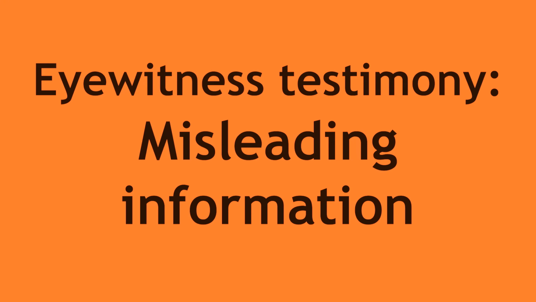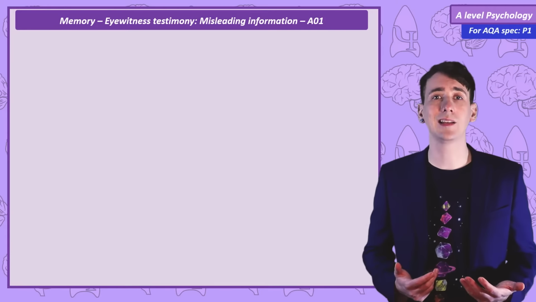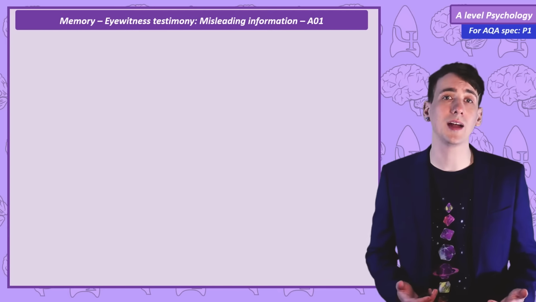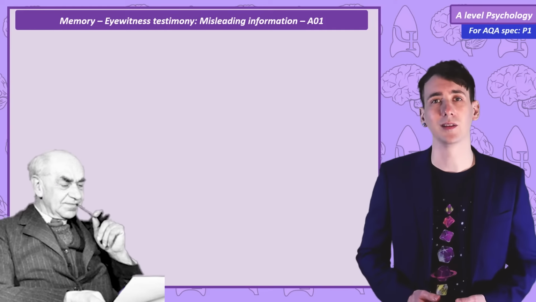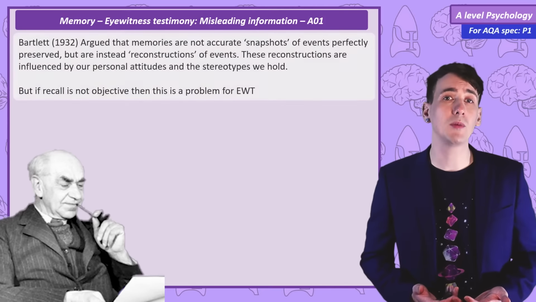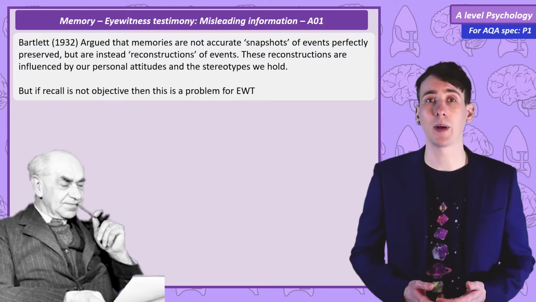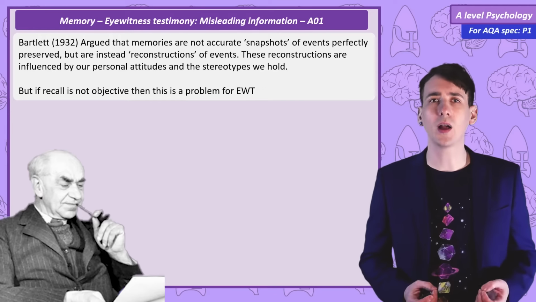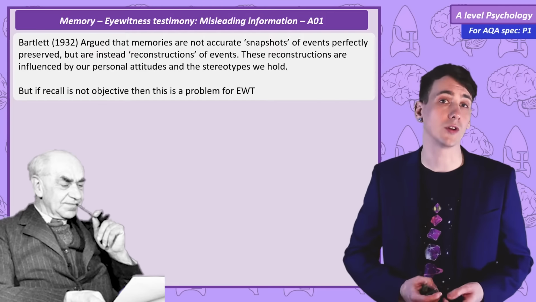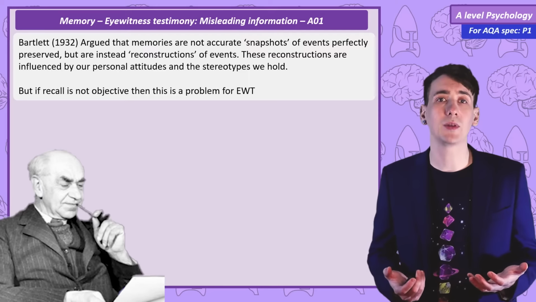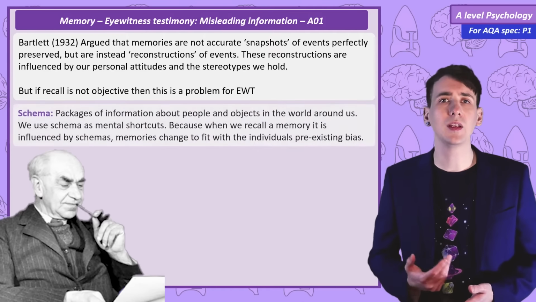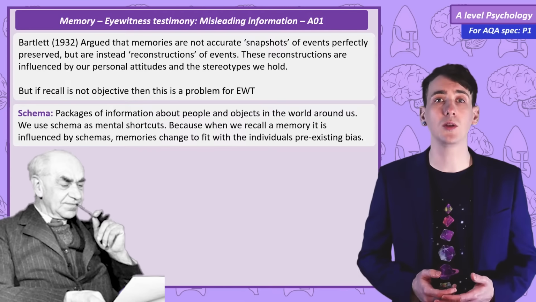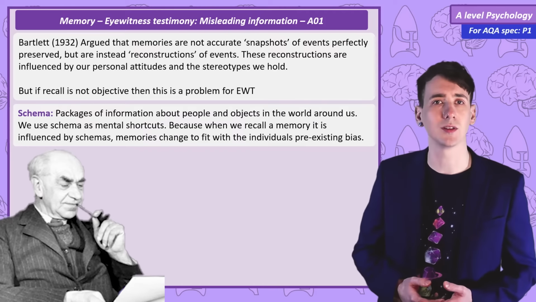Misleading information. Before jumping into misleading information, I need to give you a little background information on the ideas of this guy, Bartlett. Bartlett argued that memories are not accurate snapshots of the past that are carefully stored away in our mind. No. Bartlett argued that our memories are reconstructive, and Bartlett developed an idea called a schema, and these are packages of information that we use to understand the world around us.